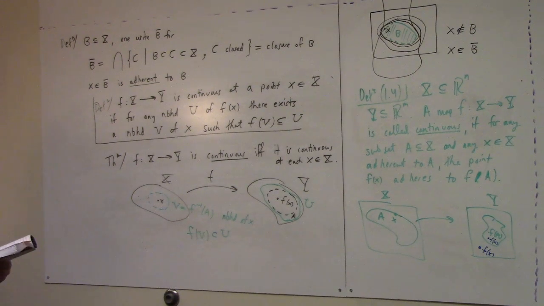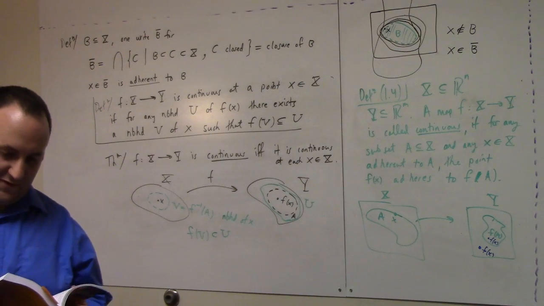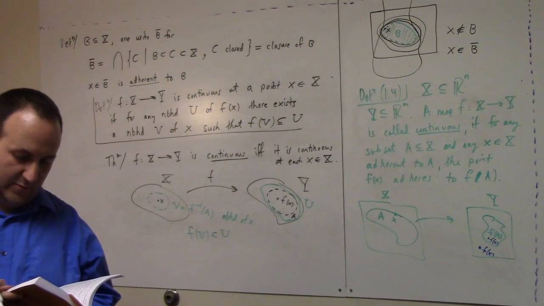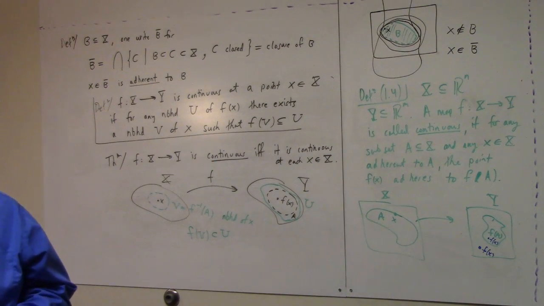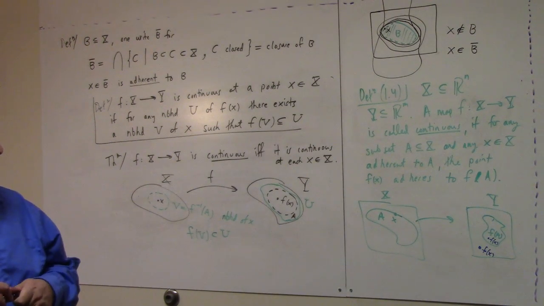I'll let you guys read the reverse implication because I've kept you long enough today. It's on page 47, and it is similar. And there you have it. Continuity, and not a limit to be seen.